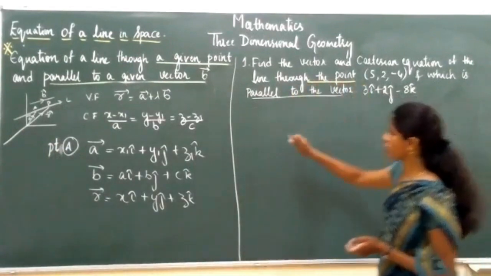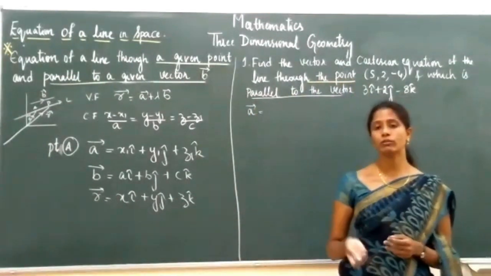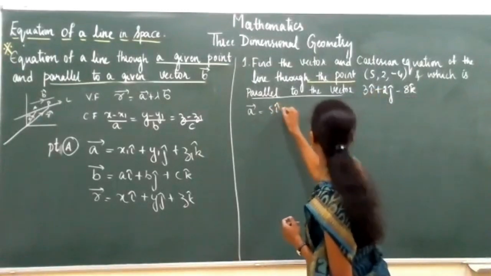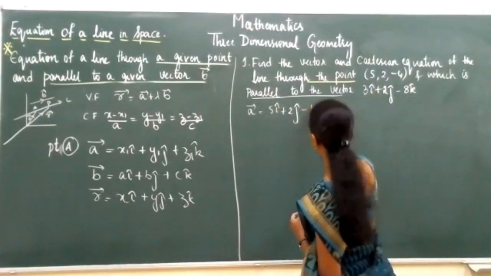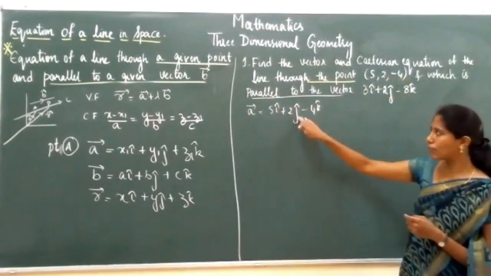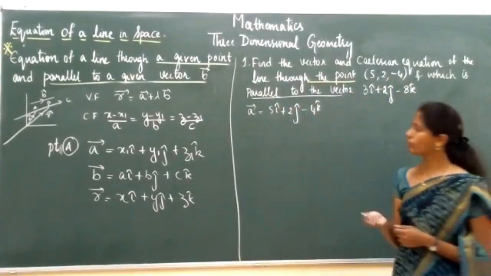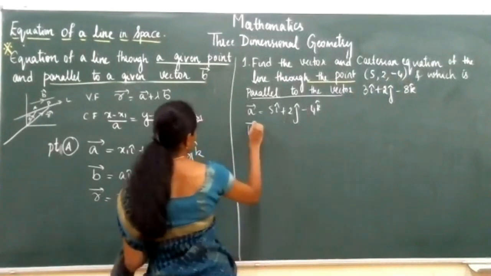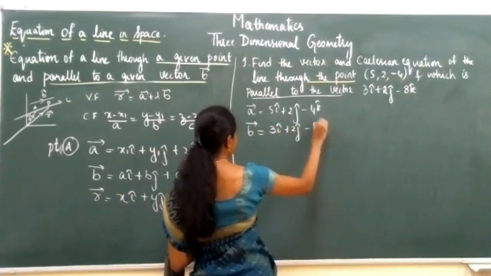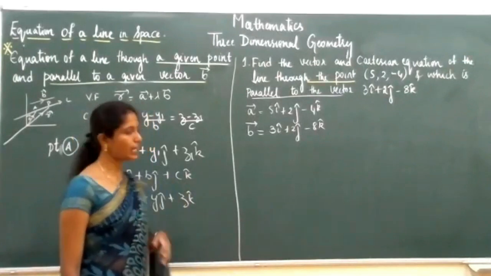So they have given a point. A point means this will be for the vector a, and we already know how to write a vector when its Cartesian coordinates are given. So this is written as 5 i cap plus 2 j cap minus 4 k cap. Parallel to the vector means that is for vector b. Vector b is given by 3 i cap plus 2 j cap minus 8 k cap. We need to find the equation of the line both in vector form and Cartesian form.